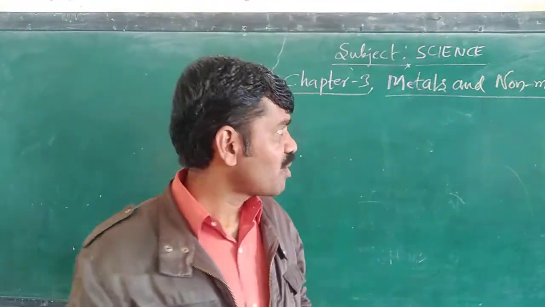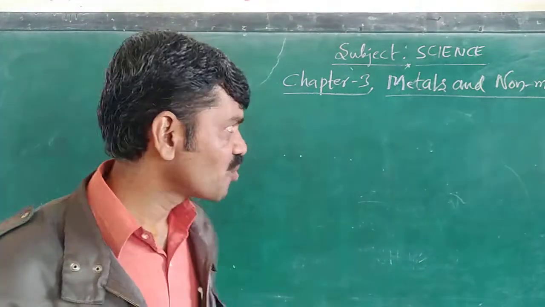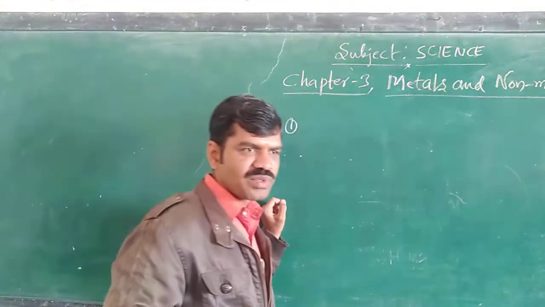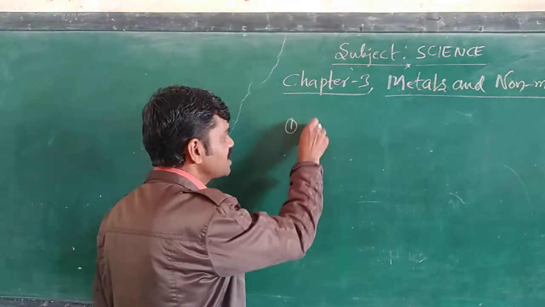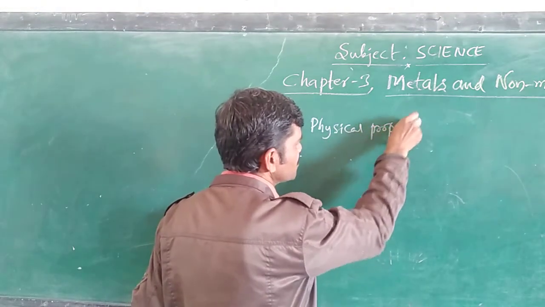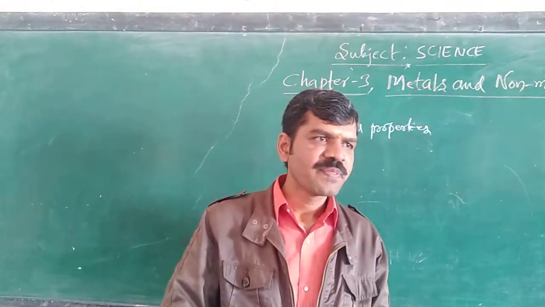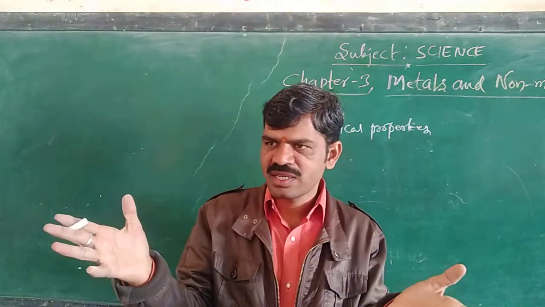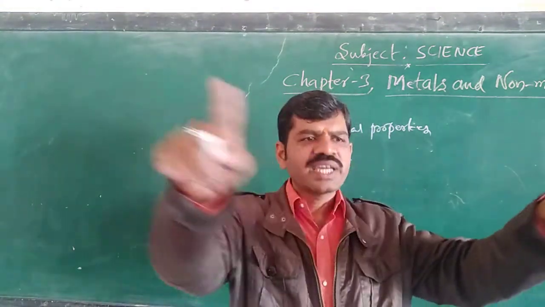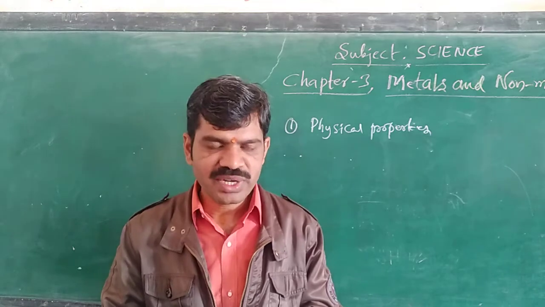Come on, what are the properties of these metals? Let us discuss one by one. In this chapter, we are going to learn about the physical properties of metals. So far we have said it produces sound if we drop it, and if we rub it, it is shining. If we hit it with a hammer, it will become thin like a sheet. It is called the malleable property.